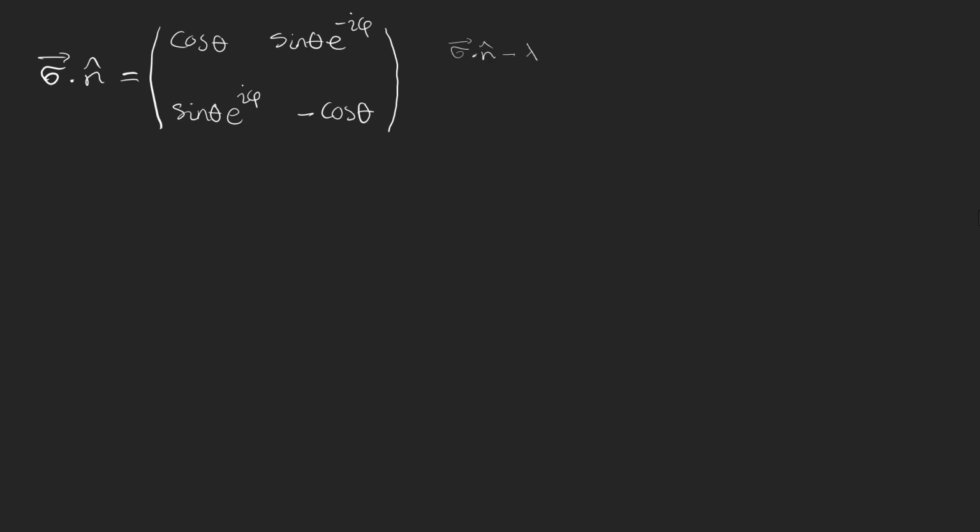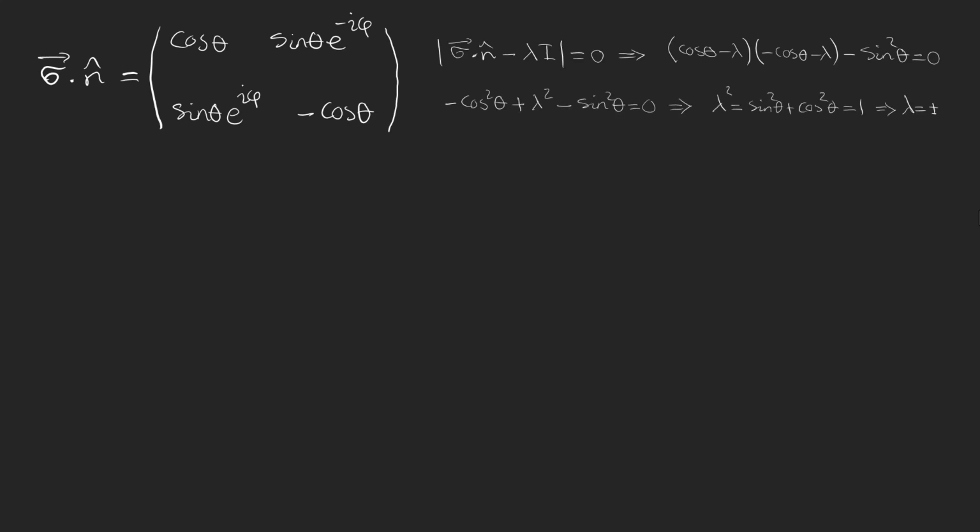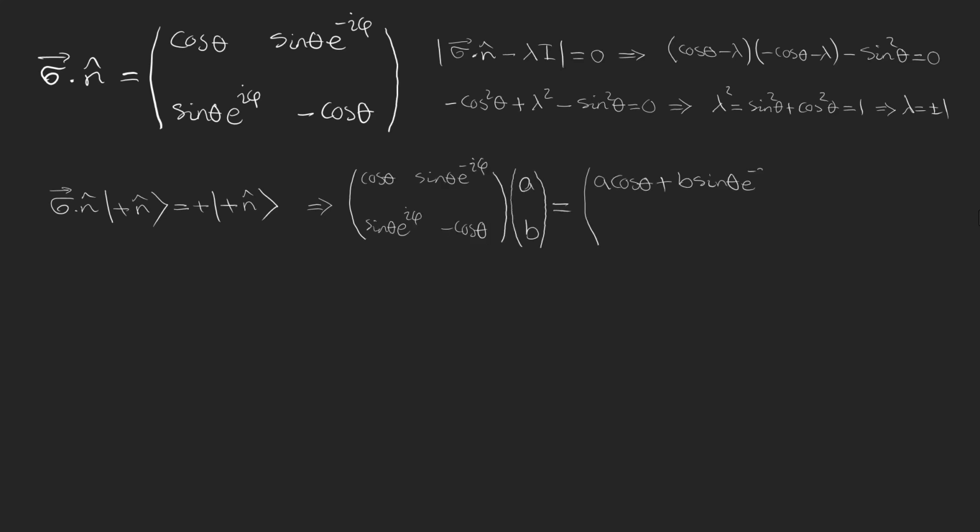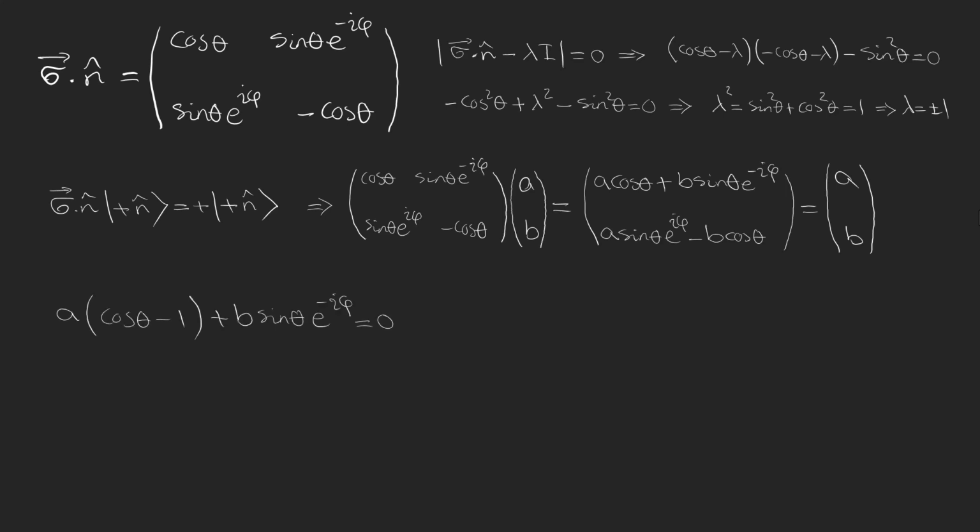To find the eigenvalues, we have to solve this characteristic equation to find the two eigenvalues. They are positive 1 and negative 1 as you might have expected. If the operator acts on the ket plus n, it must give positive plus n. In matrix form, this expression can be written like this, in which we are looking for a and b such that this expression holds. From the upper line of the matrix multiplication, we can write this equation.